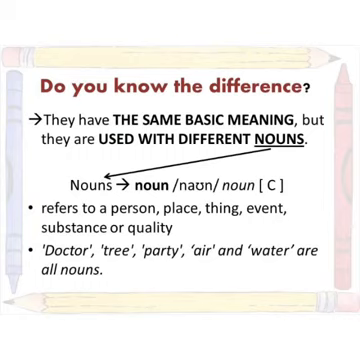Do you know the difference? They have the same basic meaning, but they are used with different nouns. What are nouns? A noun is a word that refers to a person, place, thing, event, substance, or quality. For example, doctor, three, party, air, and water.